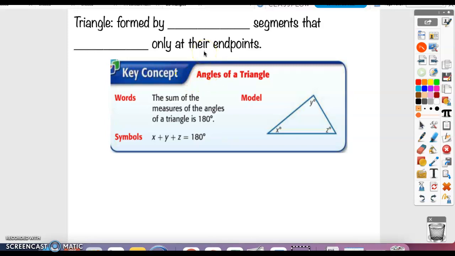Okay, you guys are working on your 8.3 notes, triangles. And so we're going to be working on finding missing angle measurements inside triangles. And so a triangle is formed by 3 line segments that intersect only at their endpoints. And so angles of a triangle, since there are 3 of them that are formed, they add up to 180 degrees.